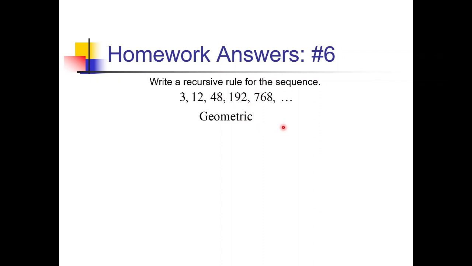So my geometric recursive formula, we've got r times a sub n minus 1. So the a1 in this case is 3. And for the r value, if I just do 12 divided by 3, that's going to be 4. So I can just write the recursive part as a sub n equals 4 times a sub n minus 1.